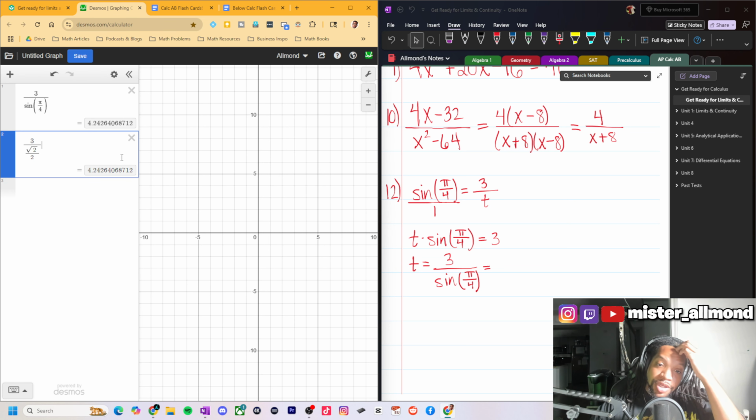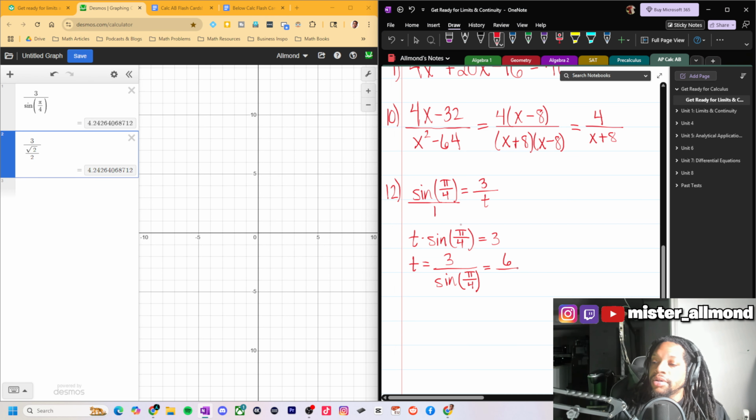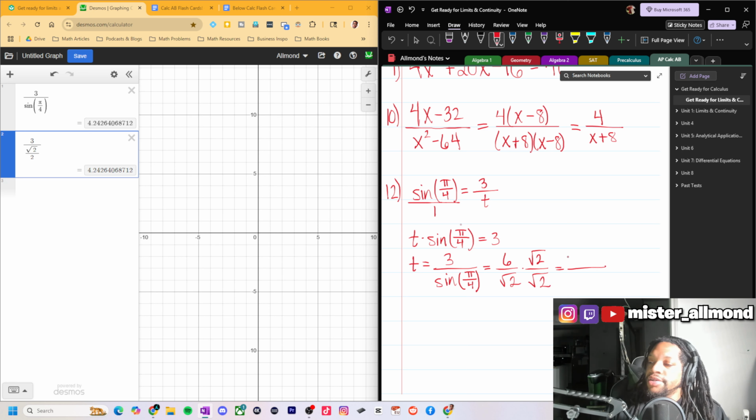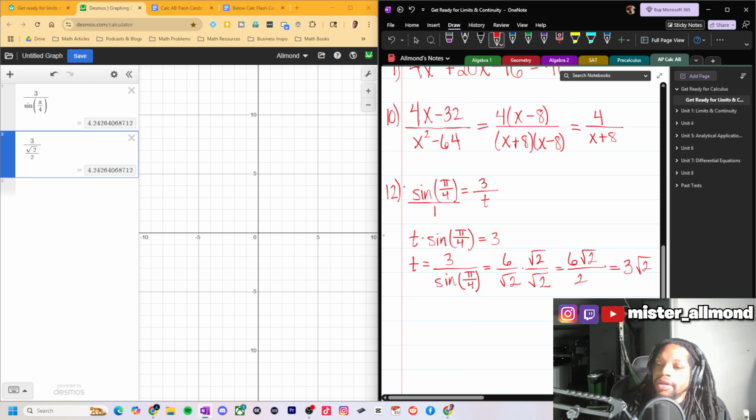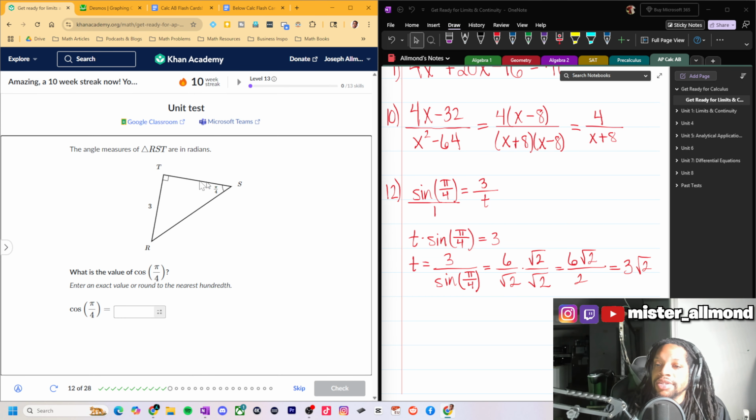If I keep change flip, that'd be 6 over root 2. And then just for review's sake, I can rationalize my denominator to make it 6 root 2 over root 2 squared, which is just 2. 6 over 2 makes a 3. So I can go 3 root 2. That right there is the hypotenuse. And then from there, I can use that to solve for my side r.